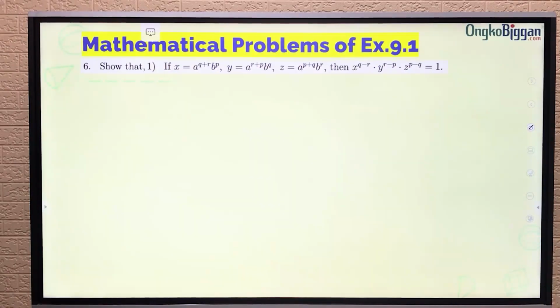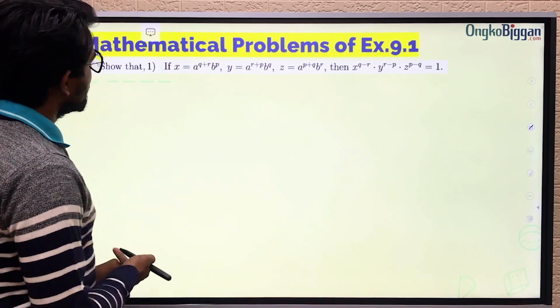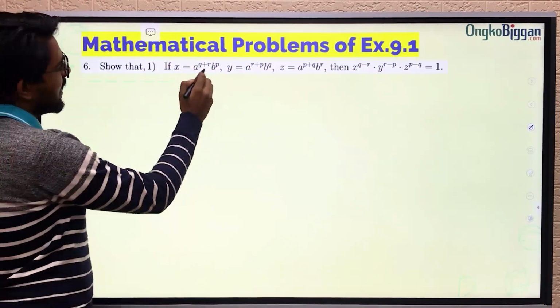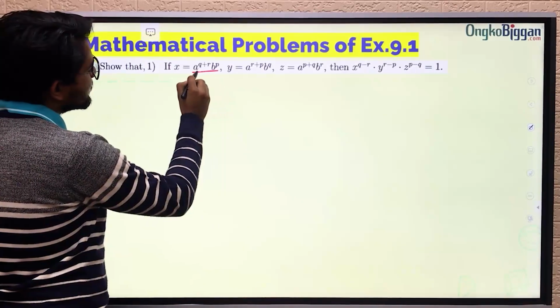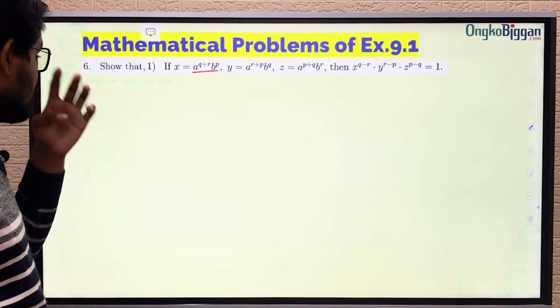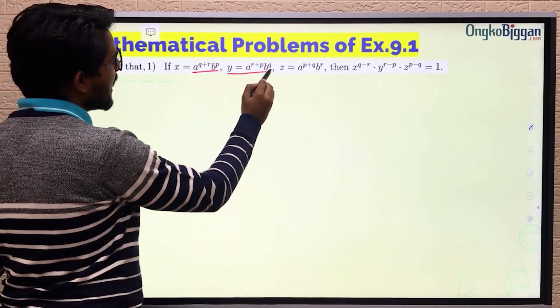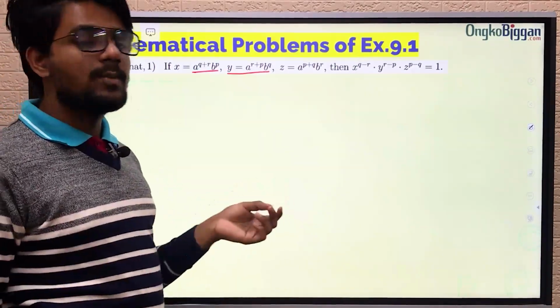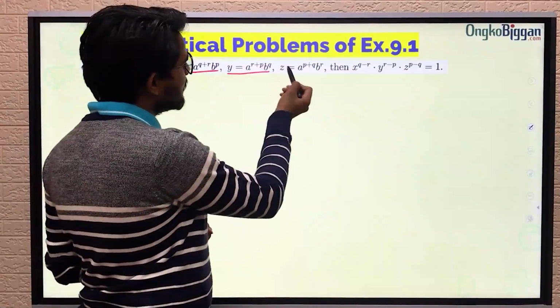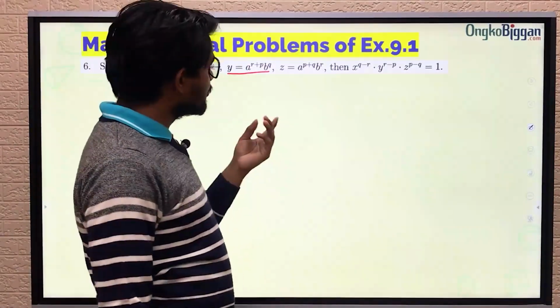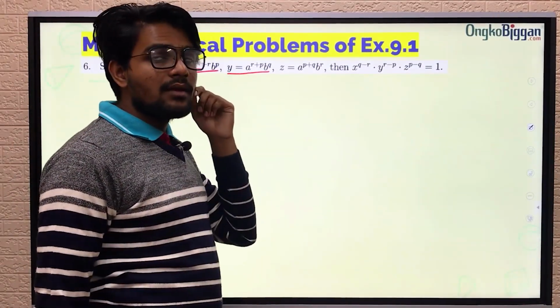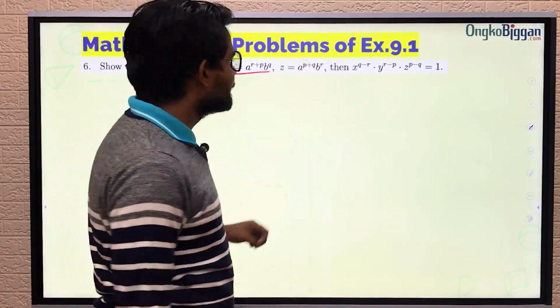We have x equal to a to the power q plus r, b to the power p, and then we have y equal to a to the power r plus p into b to the power q. Similarly, we have z equal to a to the power p plus q into b to the power r.